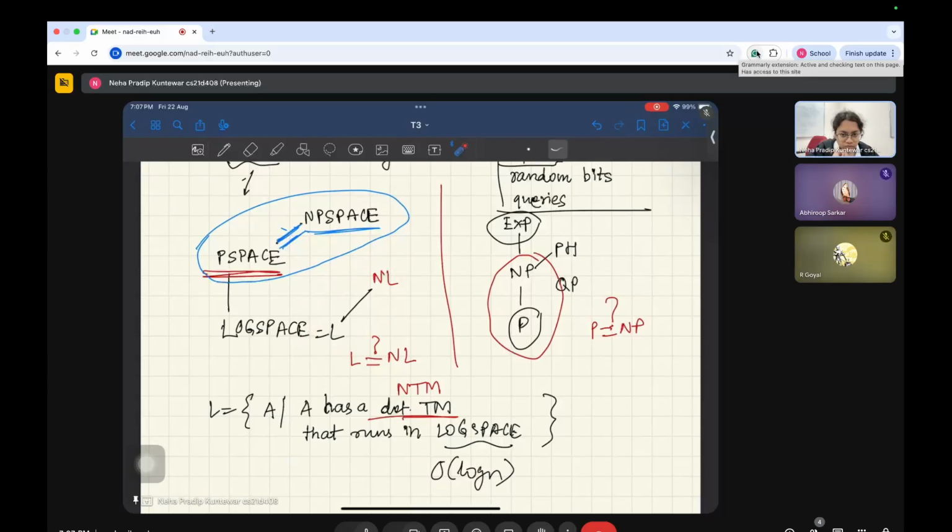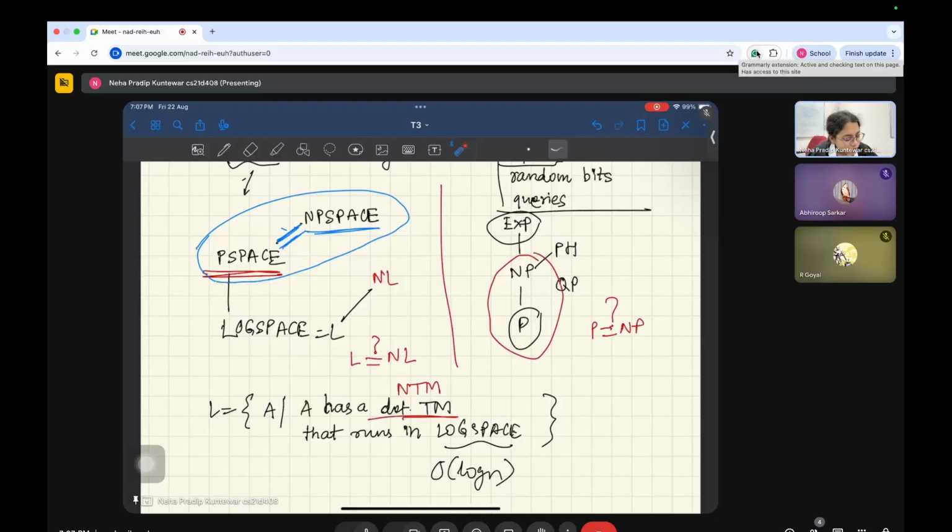Now, of course, you can think of why we restrict ourselves to log space. You can think about something smaller than that, like log log n space or log n over something space. All those classes are also well defined and studied to some extent, but we'll think about the most natural classes for now. So we'll be focusing on these two for this course.